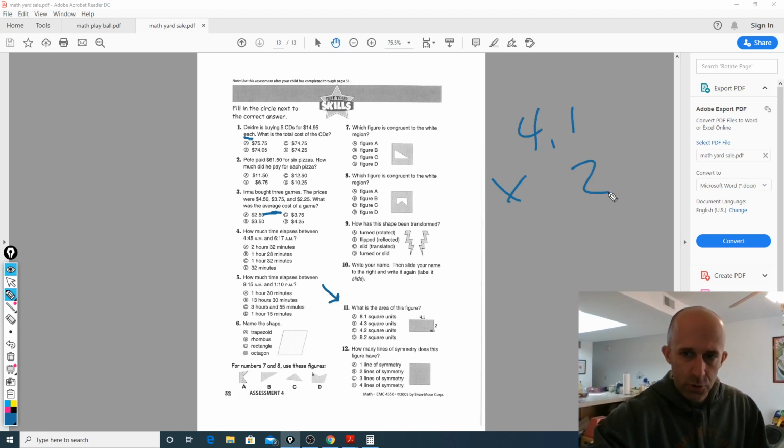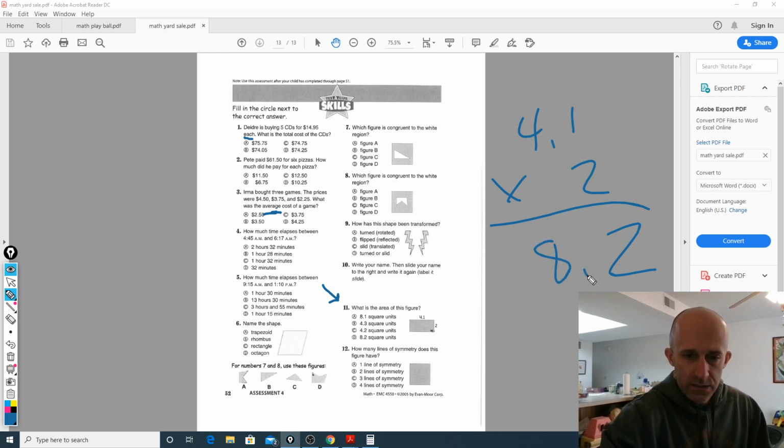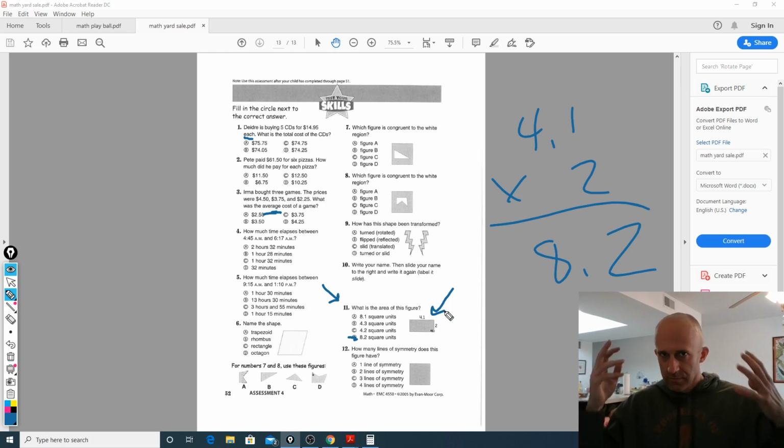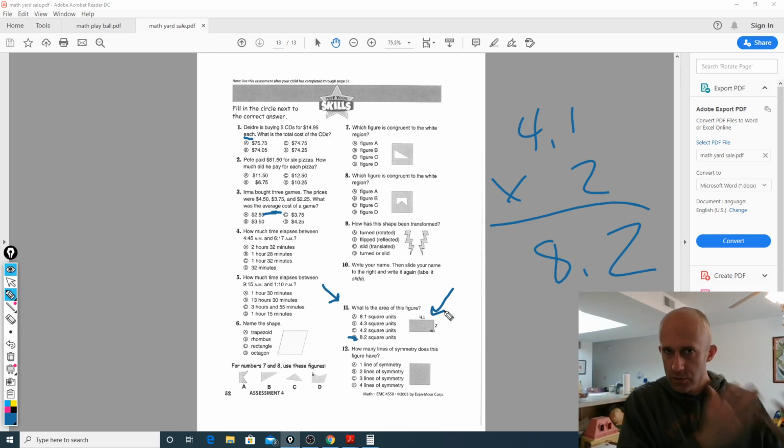1 times your 2 is going to give you your 8.2 square units. Always remember, it is square units. If you guys remember me talking about this before, if there's no label given to you on these measurements, call them units. So when you call them units, then it's square units when it comes to dealing with the area.